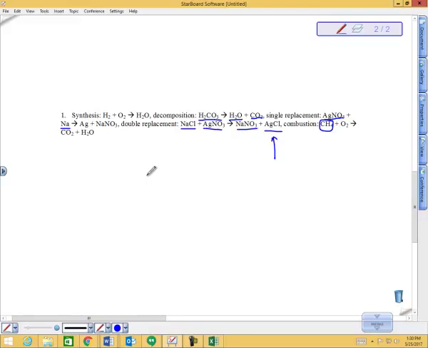So then my question would be to the class. Is this a combustion reaction? Why could it sometimes be confused as a combustion reaction? Yeah, you're adding oxygen, and look, you're making water, huh?